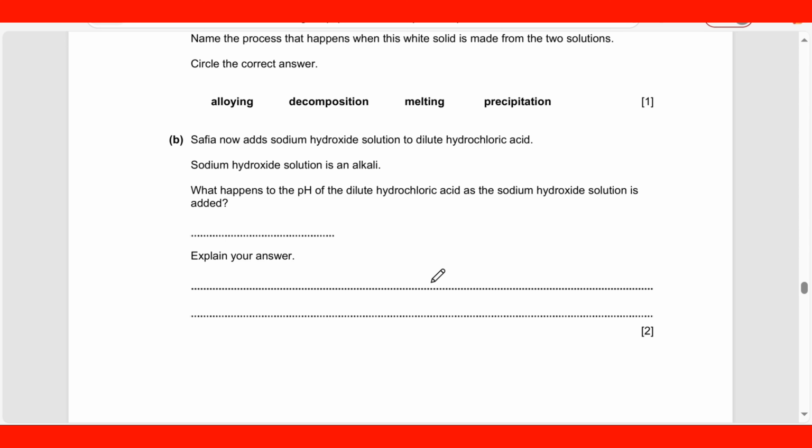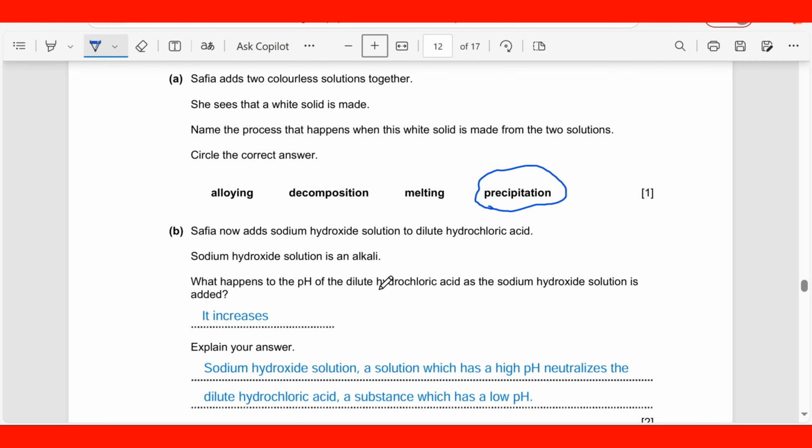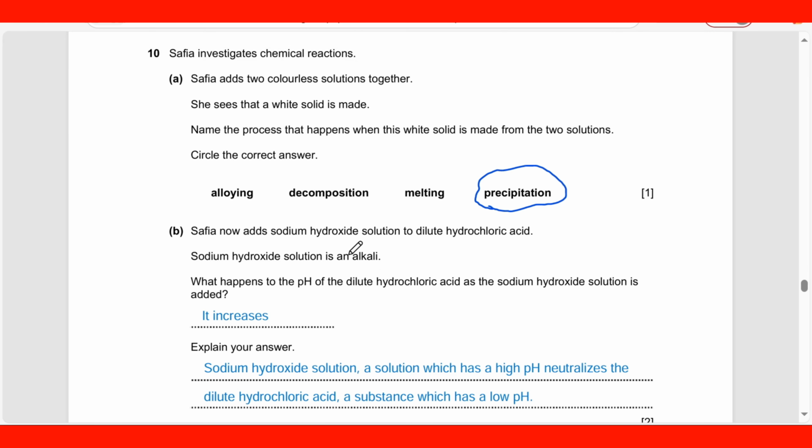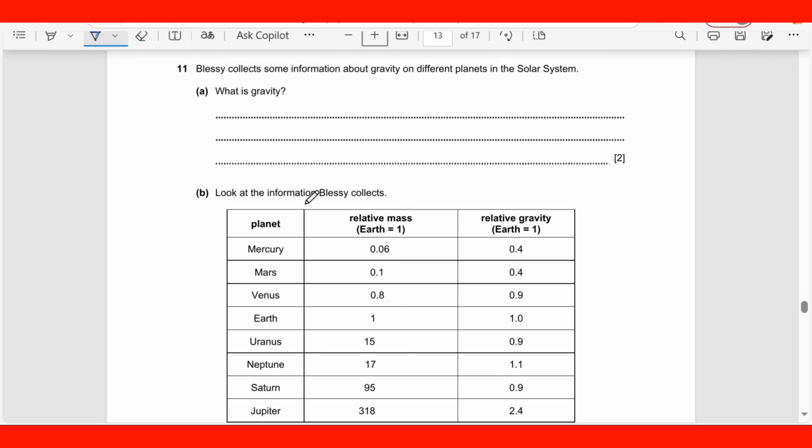Let's check out the answer, guys. So it increases, as the acid has a low pH, and when sodium hydroxide is added, the pH increases. Explain: because sodium hydroxide solution has a high pH. It neutralizes the dilute hydrochloric acid, a substance which has a low pH. Alright, let's move on. Now we are in question 11.